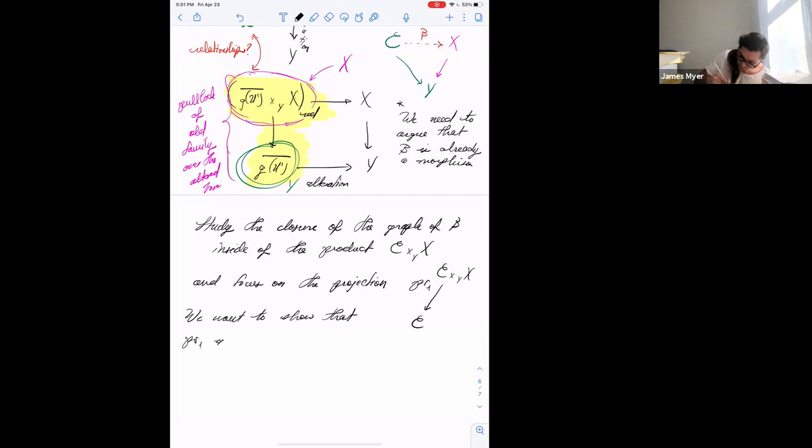And what we want to show is that PR1 is actually... we already know it's birational, because it already is an isomorphism on an open set.